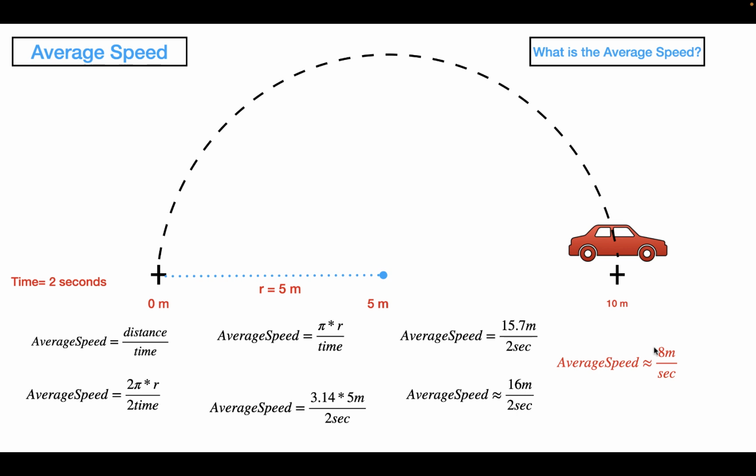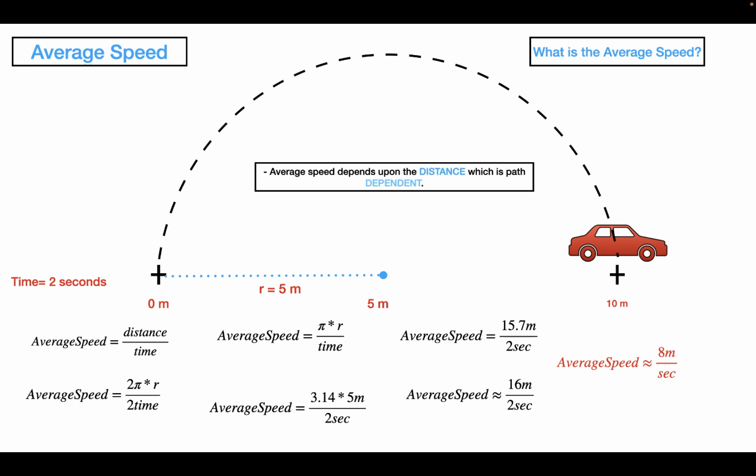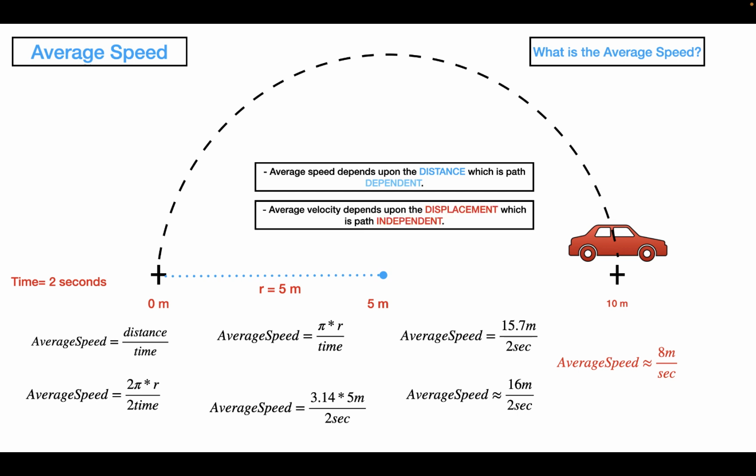So what we see here is that, remember, the average velocity in this scenario was 5 meters per second. However, the average speed was 8 meters per second. And the reason why is because average speed depends upon the distance, which is path dependent. So in other words, it depends on how you got from point A to point B. Whereas the average velocity depends upon the displacement, which is path independent. This means that the velocity only depends upon the difference between the initial and final position and the time it took to get from the initial to final position. So that's why these two values are different in this case.